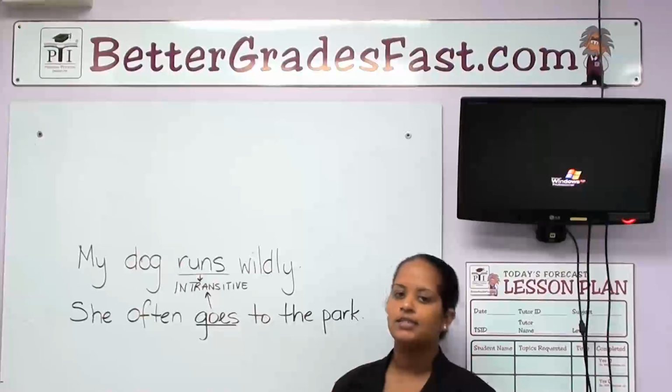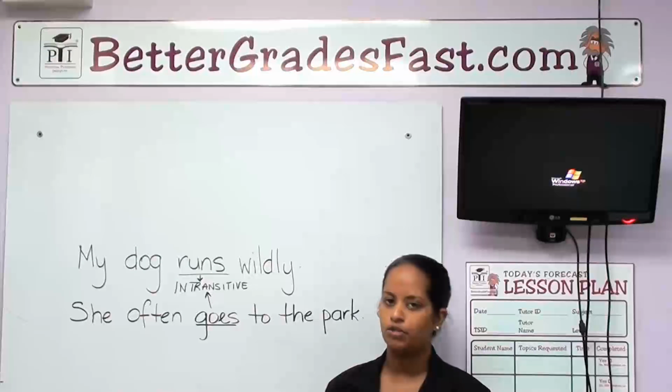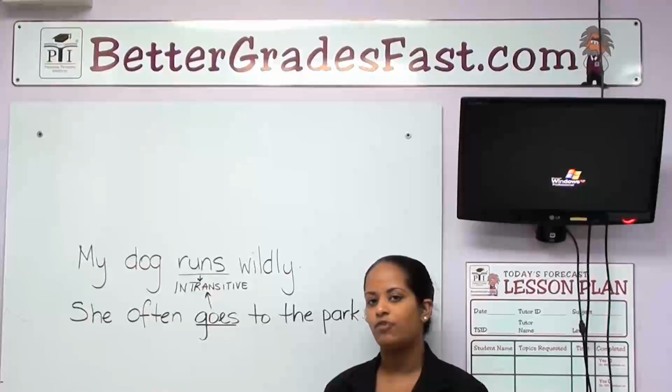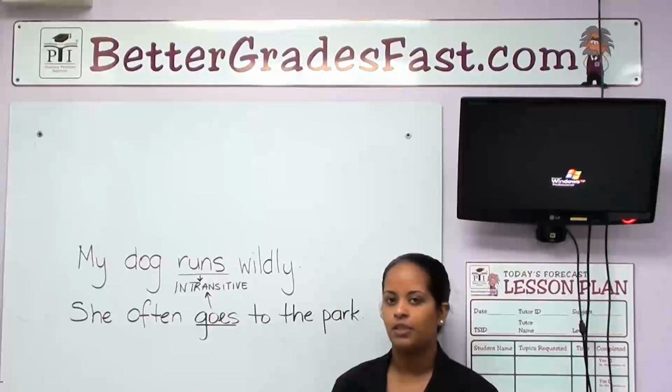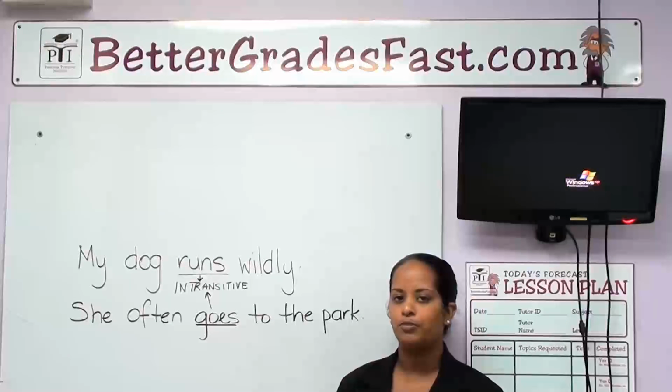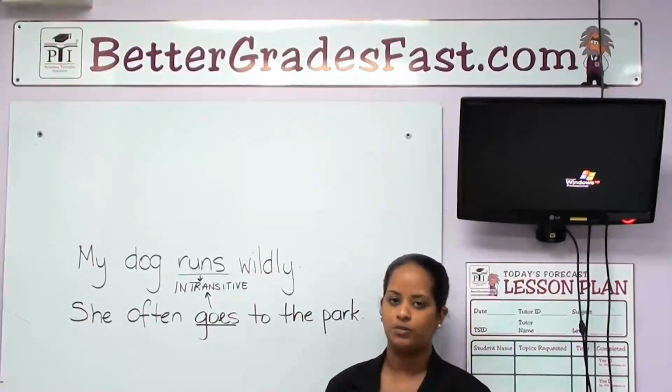When you are reading, look for sentences that have transitive and intransitive verbs. Analyze them, see if they have direct objects or not, and therefore determine what kind of verb they are. This will help you to truly understand transitive and intransitive verbs.